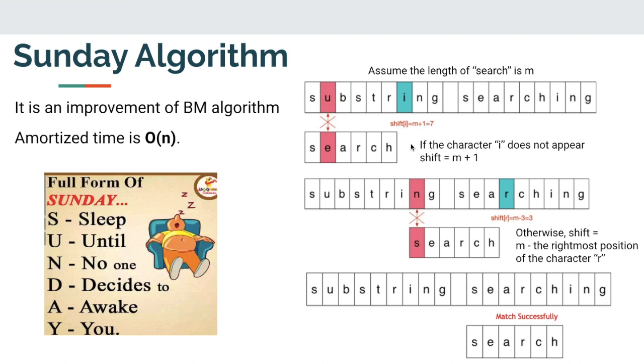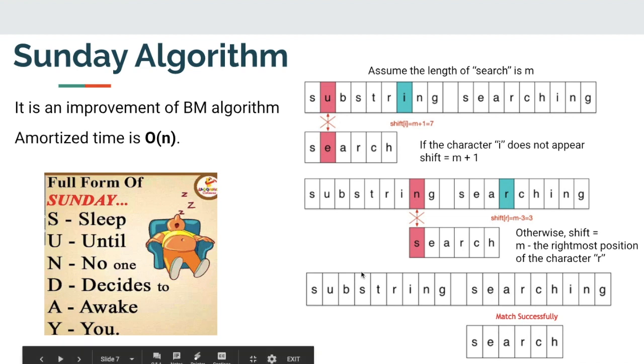In the first step, we find char u and e are not matching, so we compare the I in the position of m plus 1. If the char I doesn't appear in the word search, we shift m plus 1 positions. In the second step, we find char R in the word search, so we shift m minus the rightmost position of R. In this example, the shift is equal to m minus 3. Finally, we got a string match.